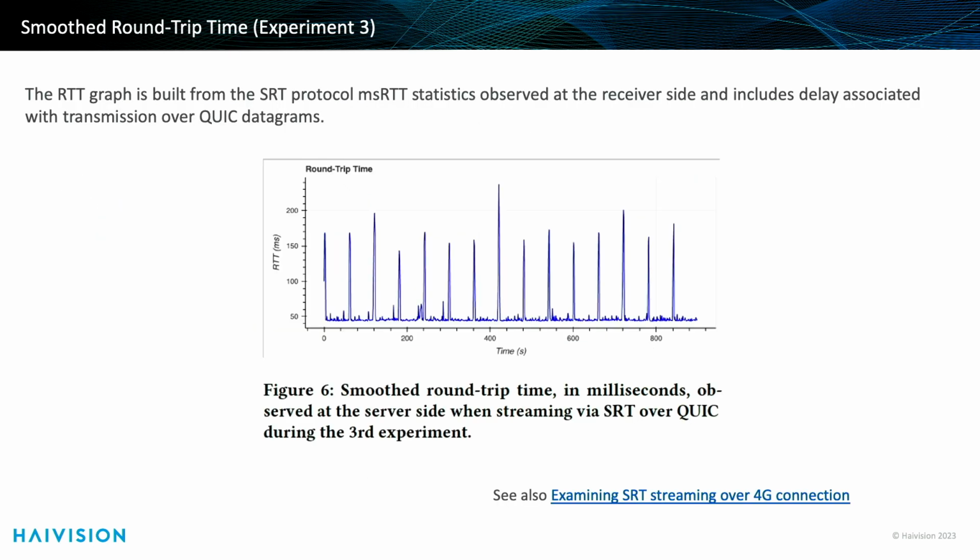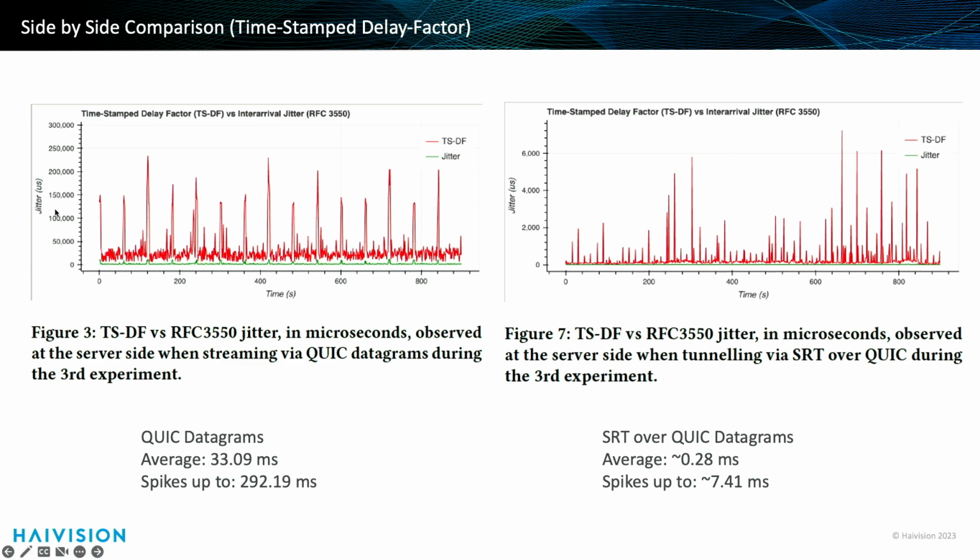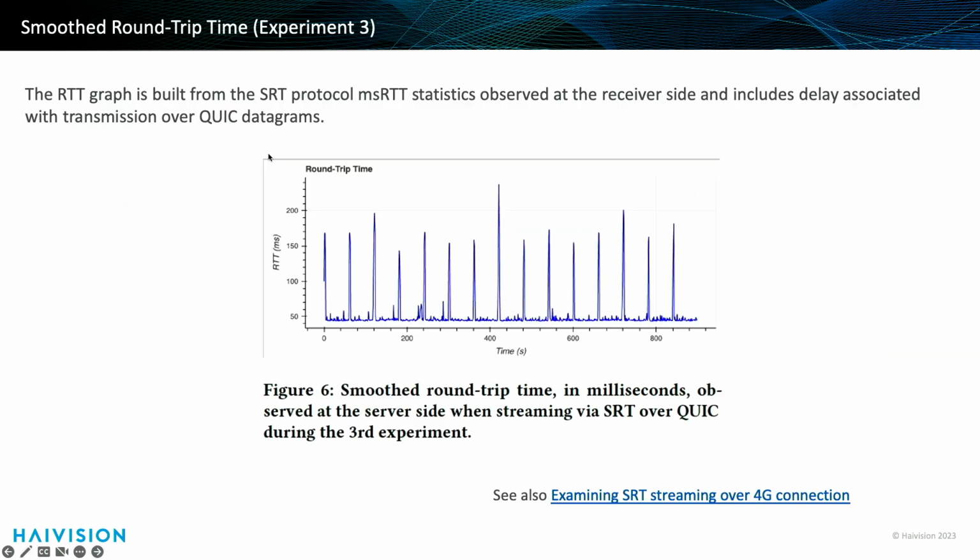One last thing to note about the experiment is you can see the round trip time between the sender and the receiver in this case. It bumps up to those same sort of delay factors that you see on the left here. You start to see those same sort of spikes in the round trip time show up, measuring what that looks like from the SRT side.